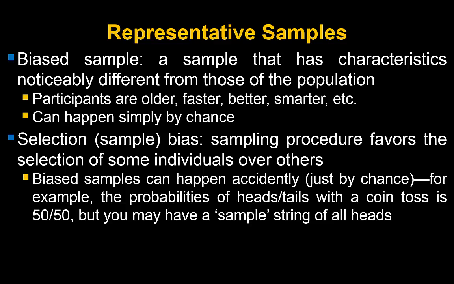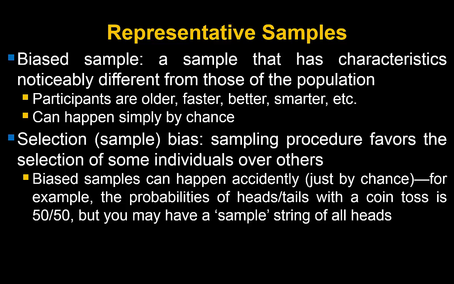So just by chance, even though we try to collect participants as randomly as possible, some of them just may be older, better, faster, smarter, whatnot. And like I keep saying, this can happen by chance. We can just pick a bad sample. And so that would actually be a biased sample where, even though we tried, just probability-wise, we got a bad group.